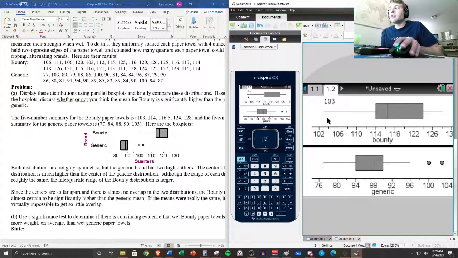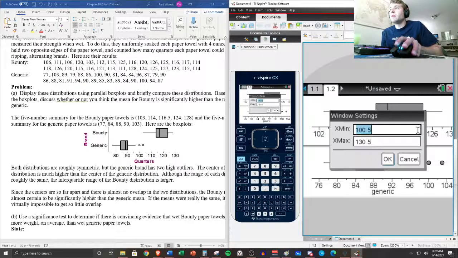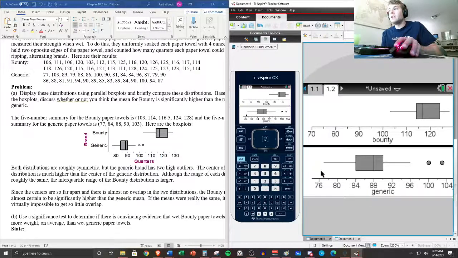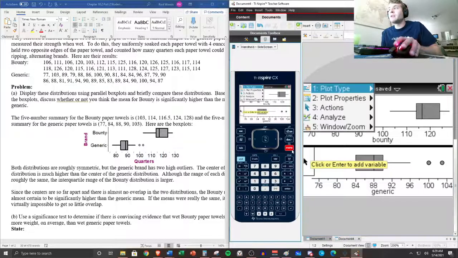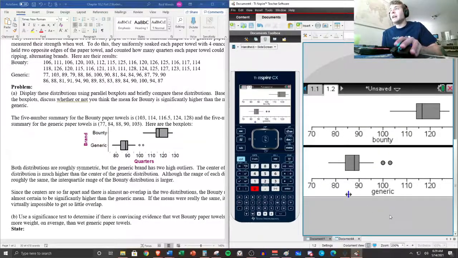All we need to do to make sure they're on the same scale is press menu, window settings. So let's make this one 70 and this one exactly 130. So we put OK there, changes the scale. We're changing this one as well. Click down here, press menu, window zoom, window settings. We want 70 and 130. All right, so roughly what we've done is we've duplicated what they've already done for you. So I just wanted to share a way and refresh our minds on how we would make these charts.